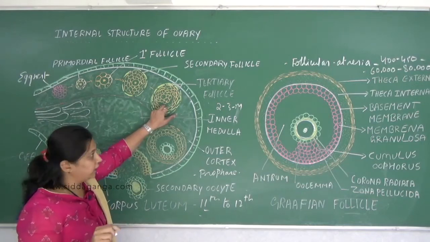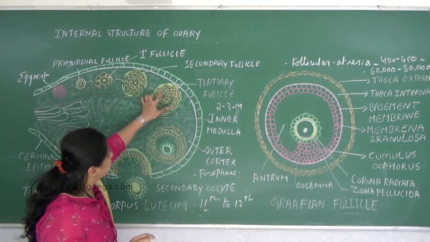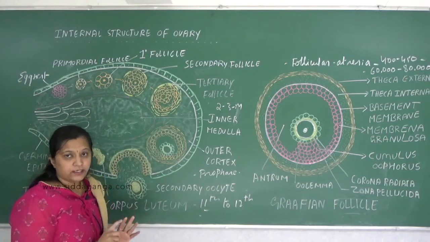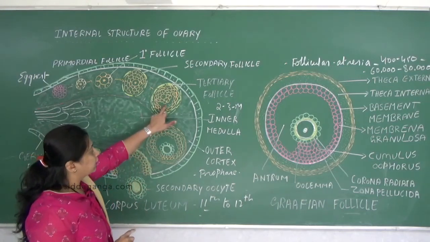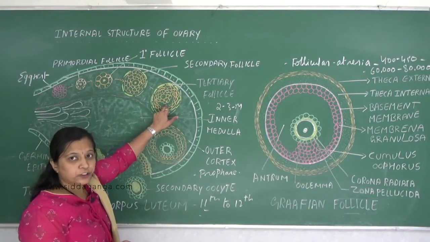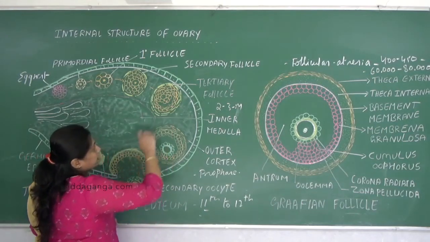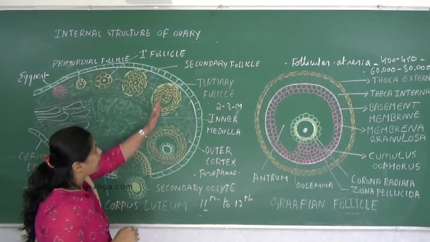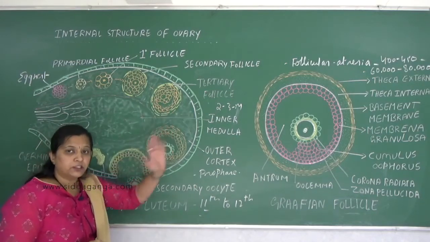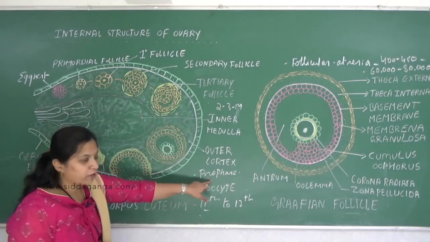That is liquor folliculi, secreted only by the surrounding granulosa cells. The liquor folliculi is rich in estrogen hormone. Now, in the tertiary follicle, is the primary oocyte present? No, it completes its meiosis I first. It gets arrested at prophase first.